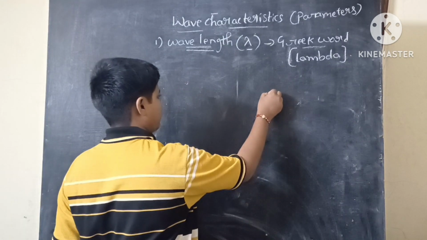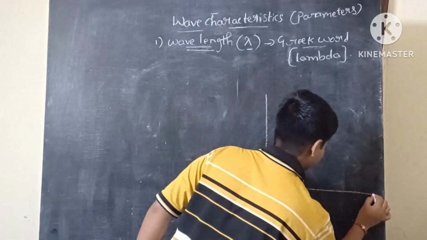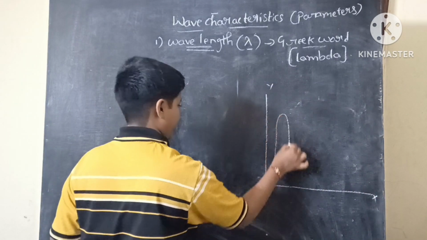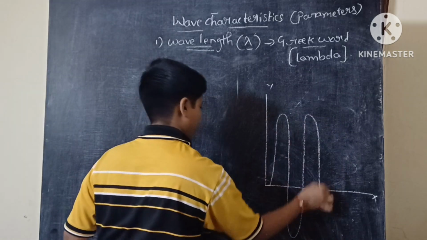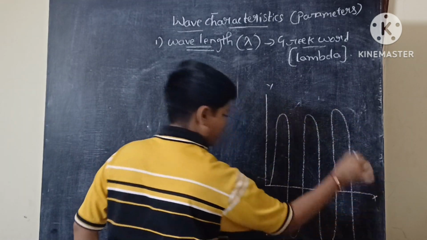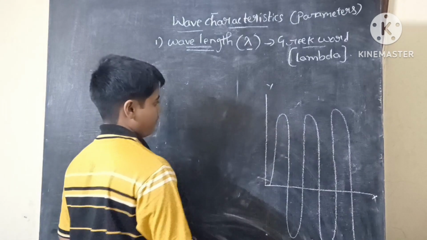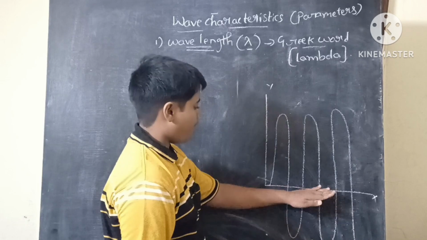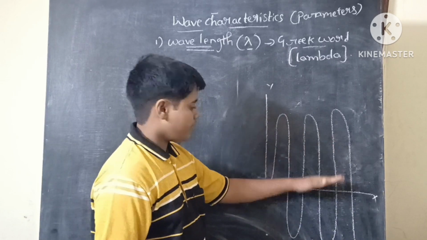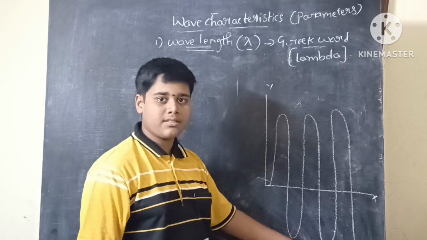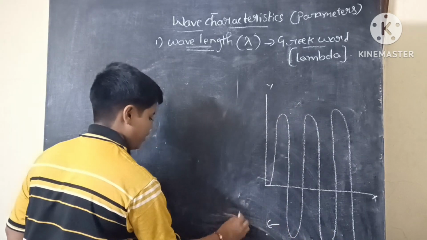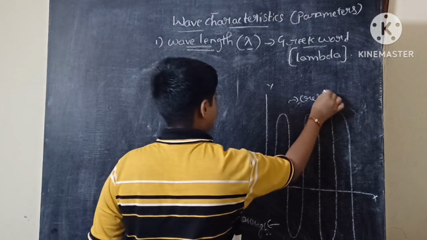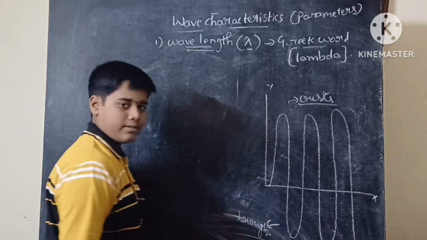Here, what does wavelength mean? If I take the x-axis and y-axis, this is a wave. A very important point: this is the x-axis, and the parts above the x-axis are crests and the parts below the x-axis are troughs. Note down this point. These are troughs and these are crests.